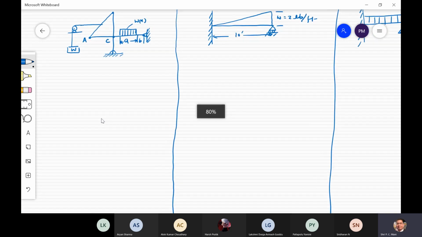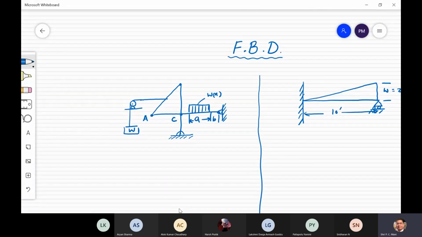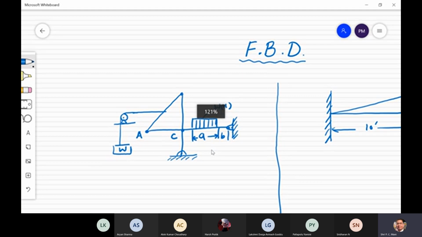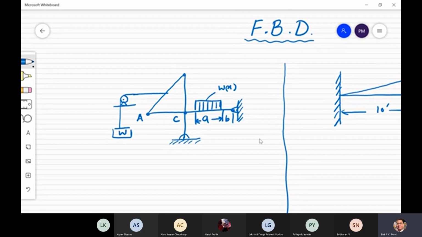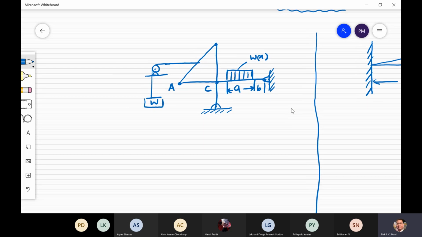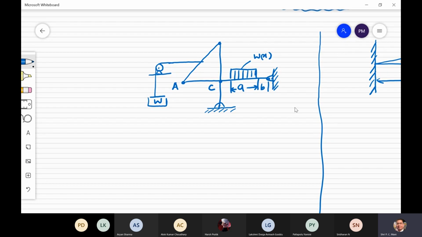So today we will discuss some more free body diagrams. After that we will move to solution of the equilibrium questions. So this question I have selected is from your textbook. The question number is 5.7.